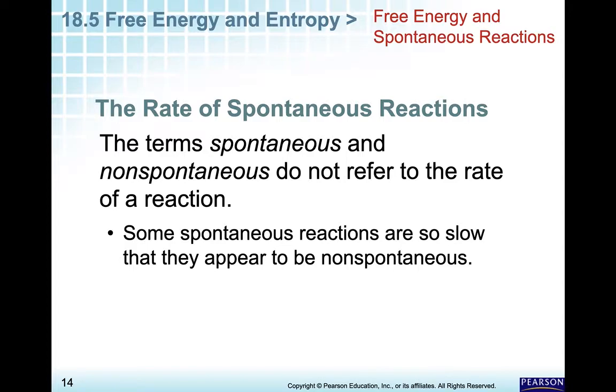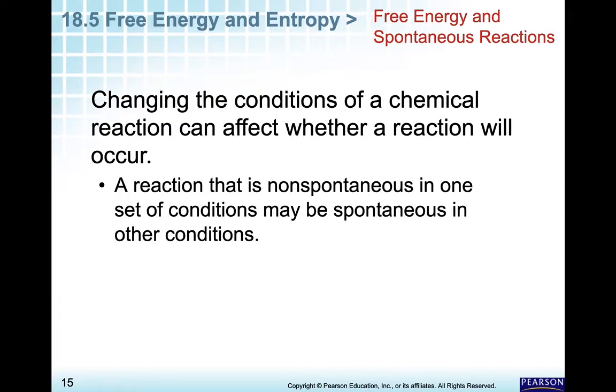Just because a reaction is spontaneous and favored doesn't mean it's particularly fast. The spontaneous reaction could be so slow that it appears non-spontaneous. It appears that nothing's happening. And that's not true. It's a favored reaction. It just has a very slow reaction rate. So you can't necessarily base your categorization on your observations. Sometimes we'll have to do calculations there.